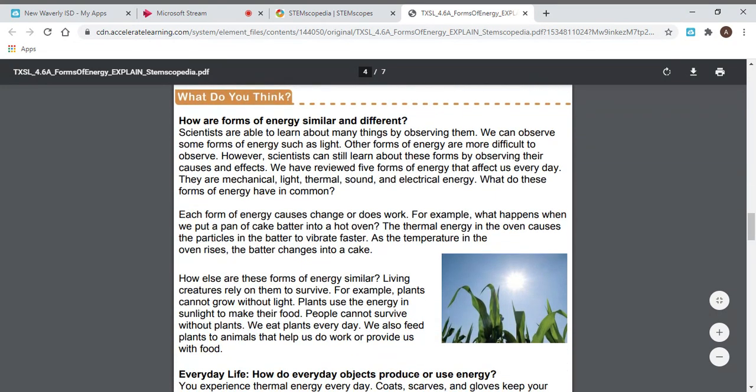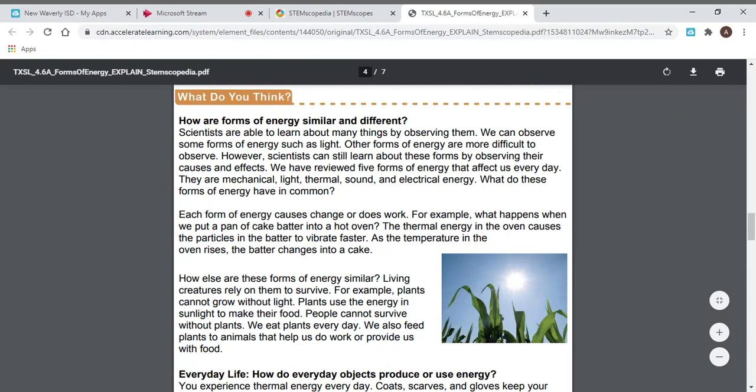What do you think? How are forms of energy similar and different? Scientists are able to learn about many things by observing them. We can observe some forms of energy, such as light. Other forms of energy are more difficult to observe. However, scientists can still learn about these forms by observing their causes and effects.